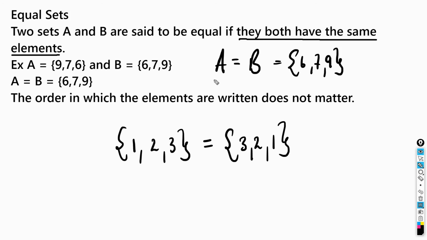So sets are only equal when they have the same elements, and it's written with an equal sign: A is equal to B. All right, guys. Cool. This is pretty simple. I don't think this could get any simpler. So let's look at another definition now.